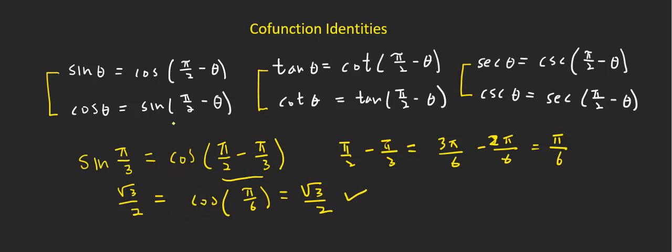You could apply those similar concepts to all the rest of the identities. Remember, sine theta and cosine theta are related, tangent theta and cotangent theta, and secant theta and cosecant theta. And these are the cofunction identities.